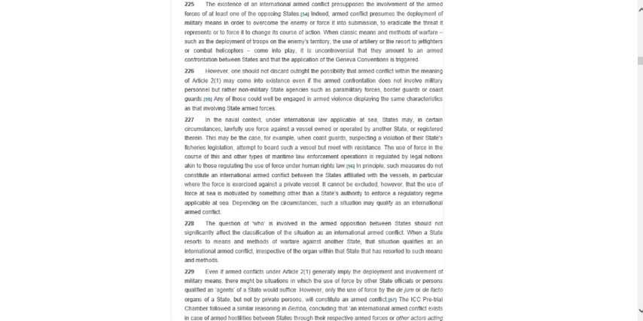In a similar vein, an unconsented invasion or deployment of a state's armed forces on the territory of another state, even if it does not meet with armed resistance, could constitute a unilateral or hostile use of armed force by one state against another, meeting the conditions for international armed conflict under Article 2. The existence of an international armed conflict presupposes the involvement of the armed forces of at least one of the opposing states. Indeed, armed conflict presumes the deployment of military means in order to overcome the enemy or force it into submission, to eradicate the threat it represents, or to force it to change its course of action.